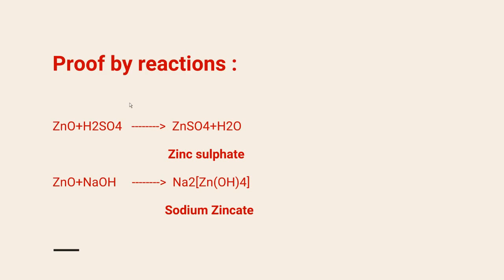Now let's see zinc oxide and prove by reactions that it is also an amphoteric oxide and it can react with both an acid and a base. Zinc oxide, when it reacts with an acid, that is sulfuric acid, forms zinc sulfate and water, and when it reacts with sodium hydroxide, which is a very strong base, it forms sodium zincate, which is Na2Zn(OH)4. So zinc oxide is also an amphoteric oxide like aluminum oxide, and it can react with both an acid and a base.